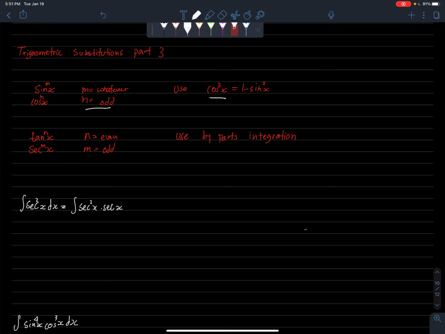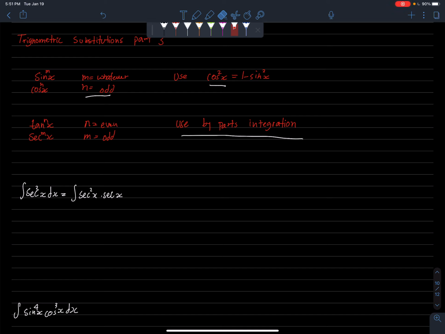And if you see tan x to an even power, and you see secant x to an odd power, then you want to solve that trigonometric integral using by parts integration. So let's look at an example. Secant cubed here. You've got secant odd and tan even, because tan is to the power of 0, and 0 is technically an even number. So we can use it.